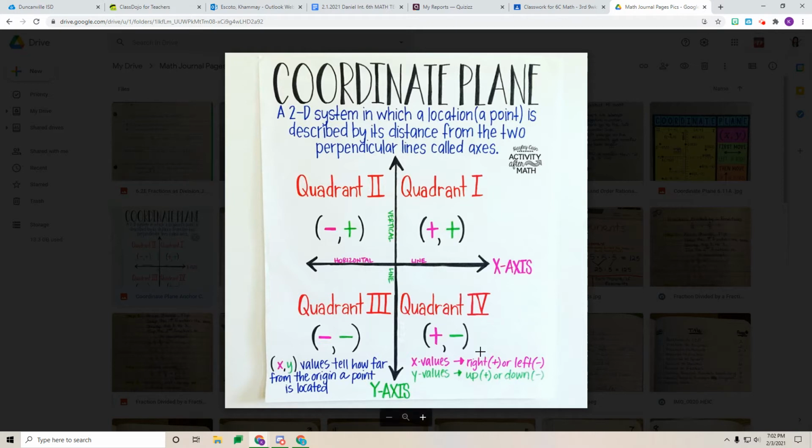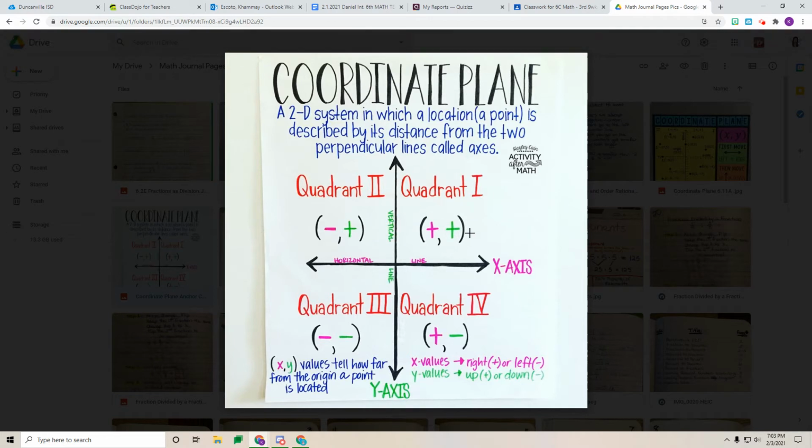And then your points are always labeled x comma y. So x comma y values tell you how far from the origin a point is located. Okay, so we'll talk about that a little bit later. But let's focus on the quadrants. So you've got quadrant 1, 2, 3, 4.